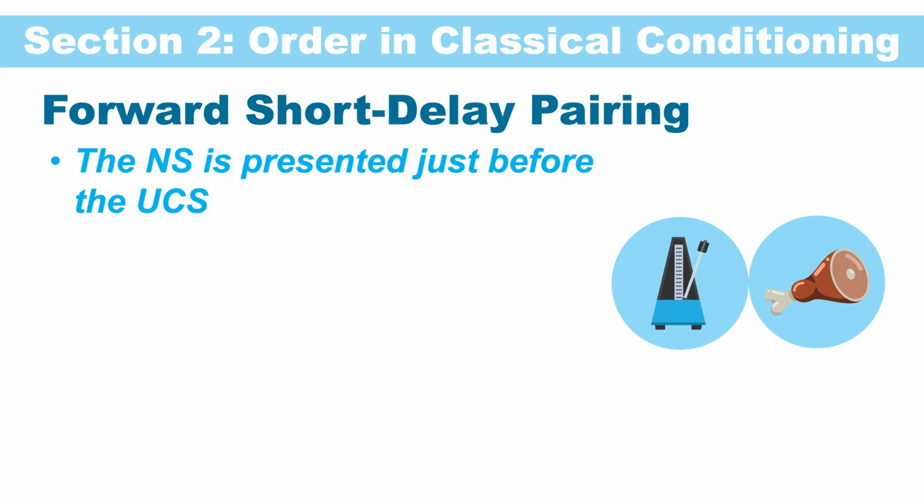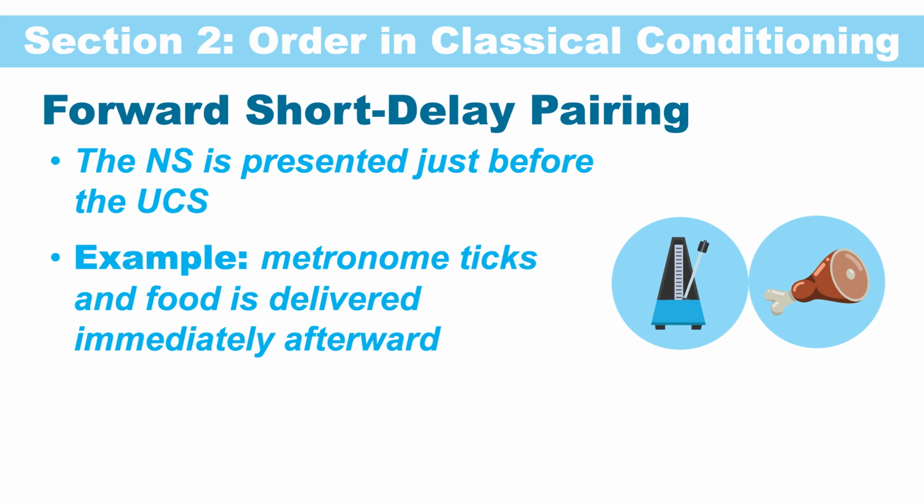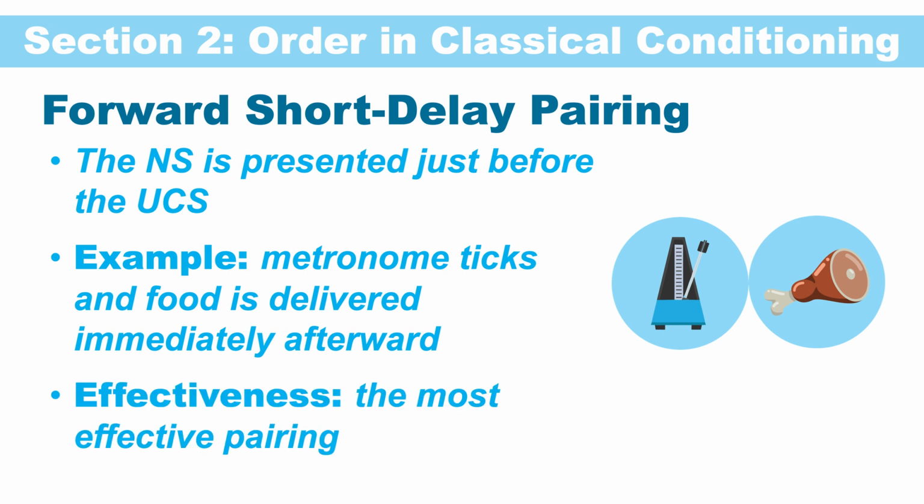Next, we have short delay pairing. This is when the NS is presented just before the UCS, with only a short delay between the two. This is how Pavlov did his experiments. The metronome started ticking, and then the food was presented immediately after. This method is the most effective, because the NS becomes a reliable predictor for the unconditioned stimulus.